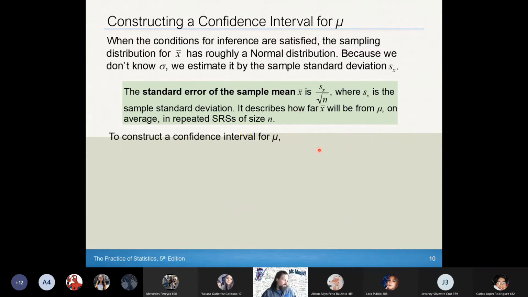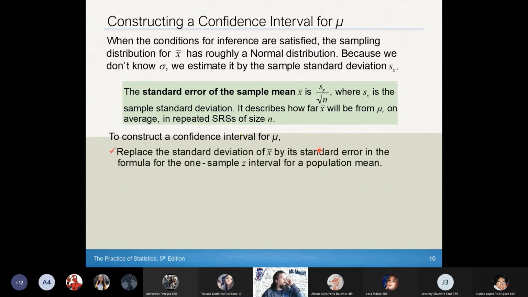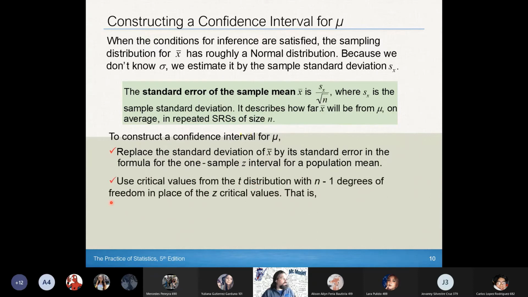To construct the confidence interval for mu, we replace the standard deviation of x bar by its standard error in the formula for the one sample z interval, which we've already seen. Use critical values from the t distribution with n minus 1 degrees of freedom in place of the z critical values.